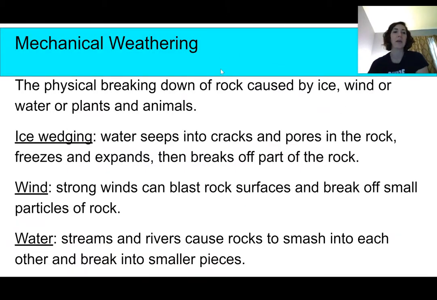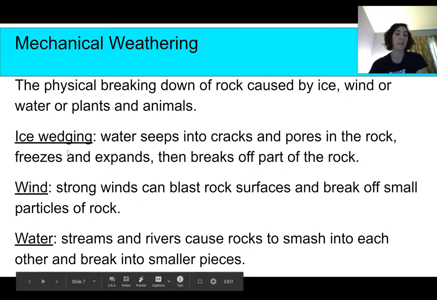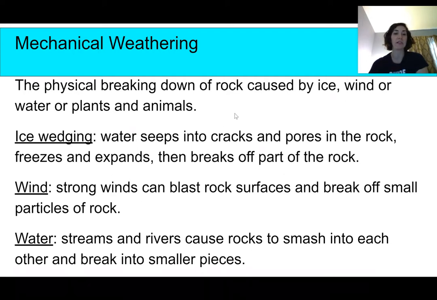So mechanical weathering. This is the physical breaking down of rock caused by ice, wind, or water, or it can be caused by plants and animals. So these are the three different things that can happen. Ice wedging is one of them, and I've got a picture of that for you to see. This is when the water goes into the cracks and pores of rocks, and then when it freezes, the water expands and it cracks that rock open.